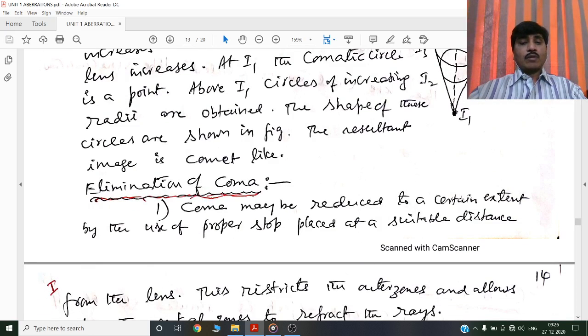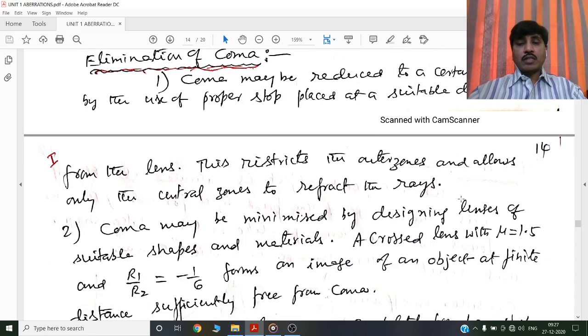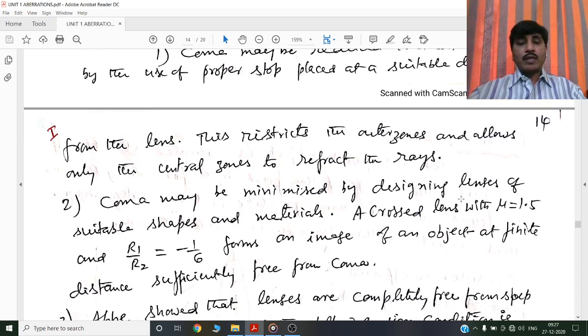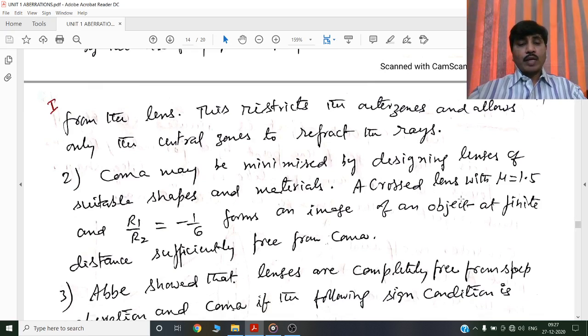Coma may be eliminated by using stops, by using a cross lens, by using an aplanatic lens, etc. The first method is, coma may be reduced to a certain extent by the use of a proper stop placed at a suitable distance from the lens. This restricts the outer zone and allows only the central zones to refract the rays. Coma may be minimized by designing lenses of suitable shapes and materials. A cross lens with mu equal to 1.5 and R1 by R2 equal to -1 by 6 forms an image of an object at infinite distance sufficiently free from coma. And also, by using the cross lens, we can minimize the spherical aberration.